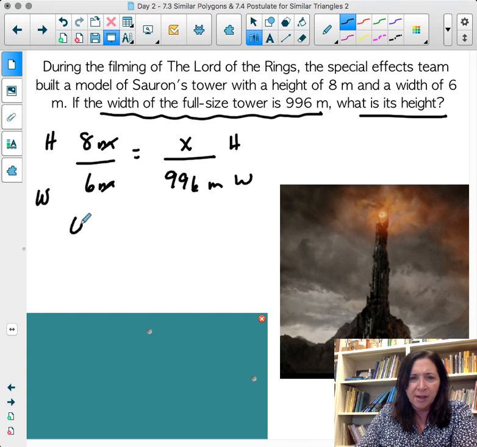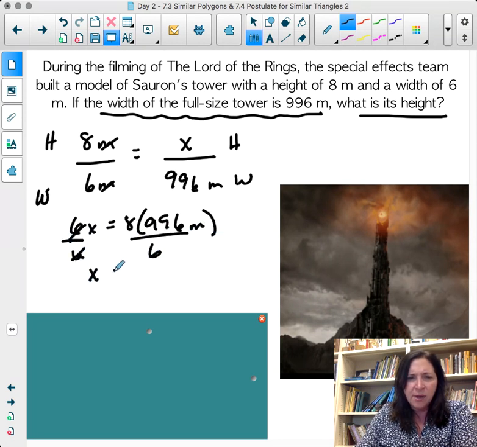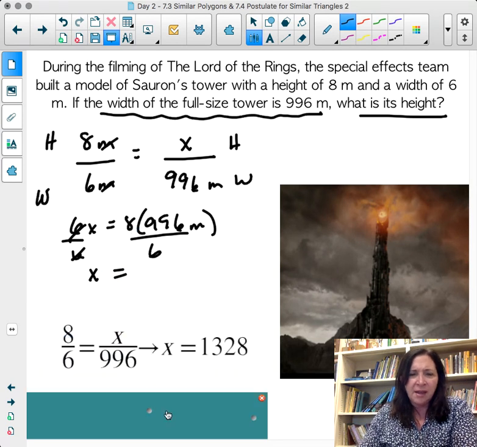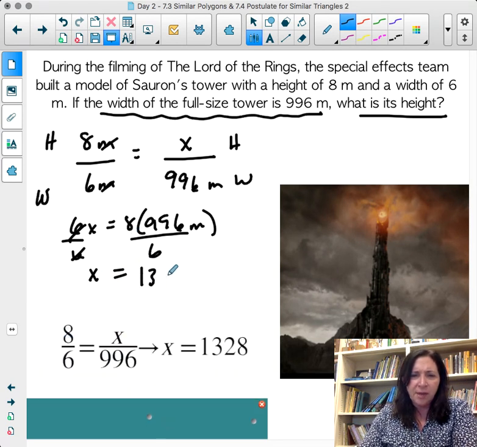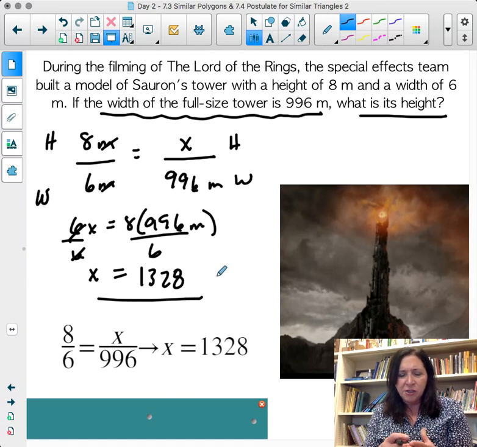You're going to cross multiply. 6 times x is equal to 8 times 996 meters. And then, divide by 6 and then cancel. So you get x equals, and reduce that. I think it ends up to be what? 1328. Okay. So that's how you do that. Just make sure you line up your height and your width.